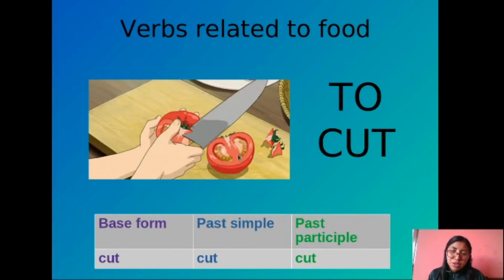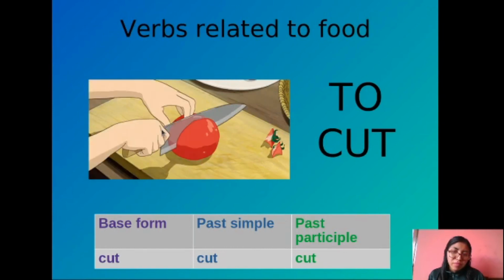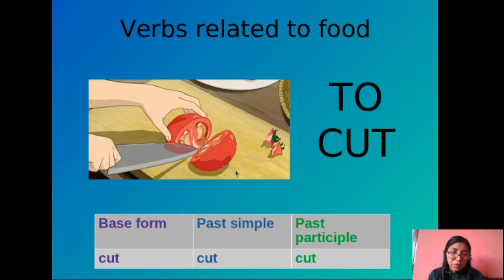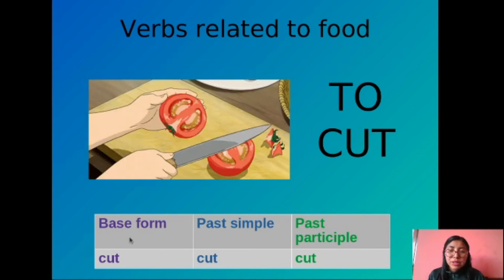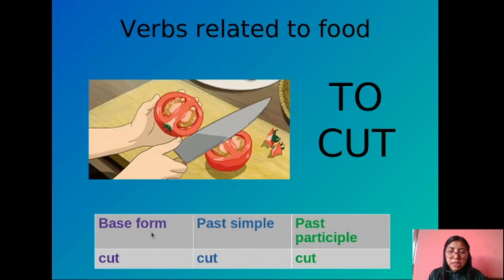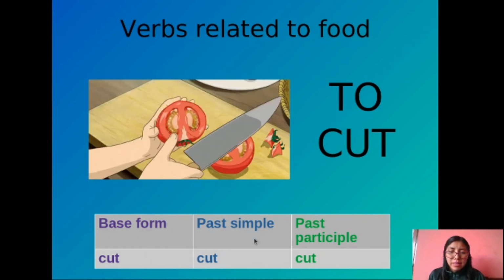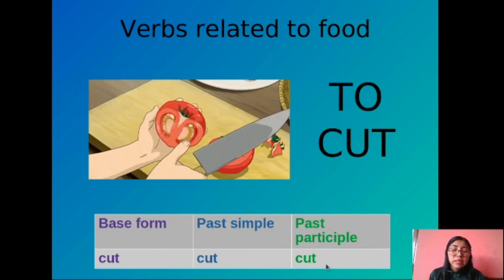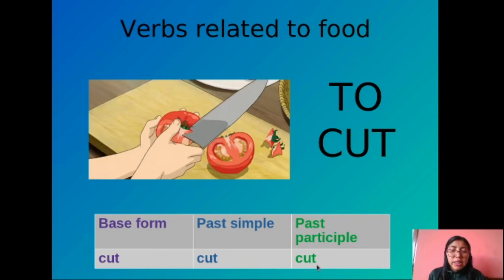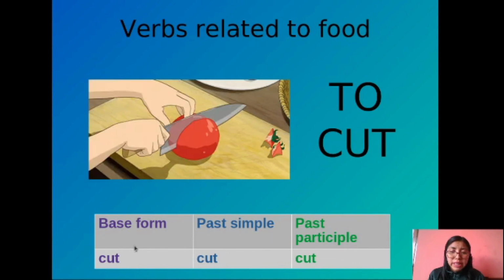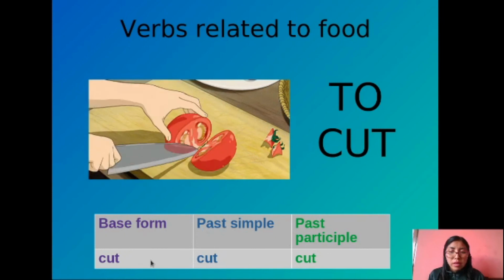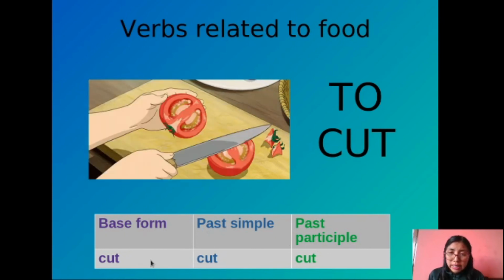Pay attention here to the action. A chef cut a tomato, okay? Pay attention to the forms. Base form, cut. Past simple, cut. Past participle, cut. That is an irregular verb. In this case, we conserve the same form, but it is an irregular verb because we don't add ed.